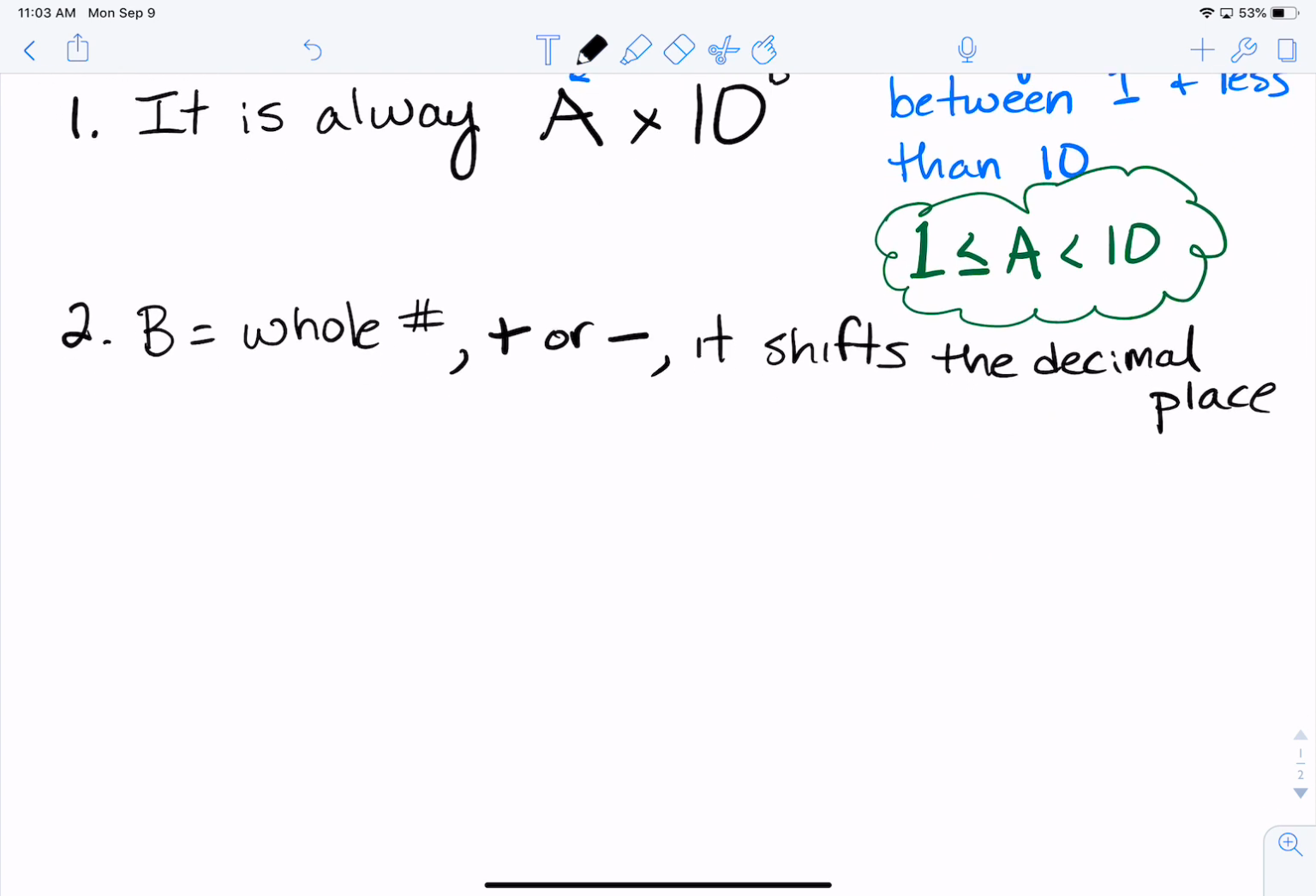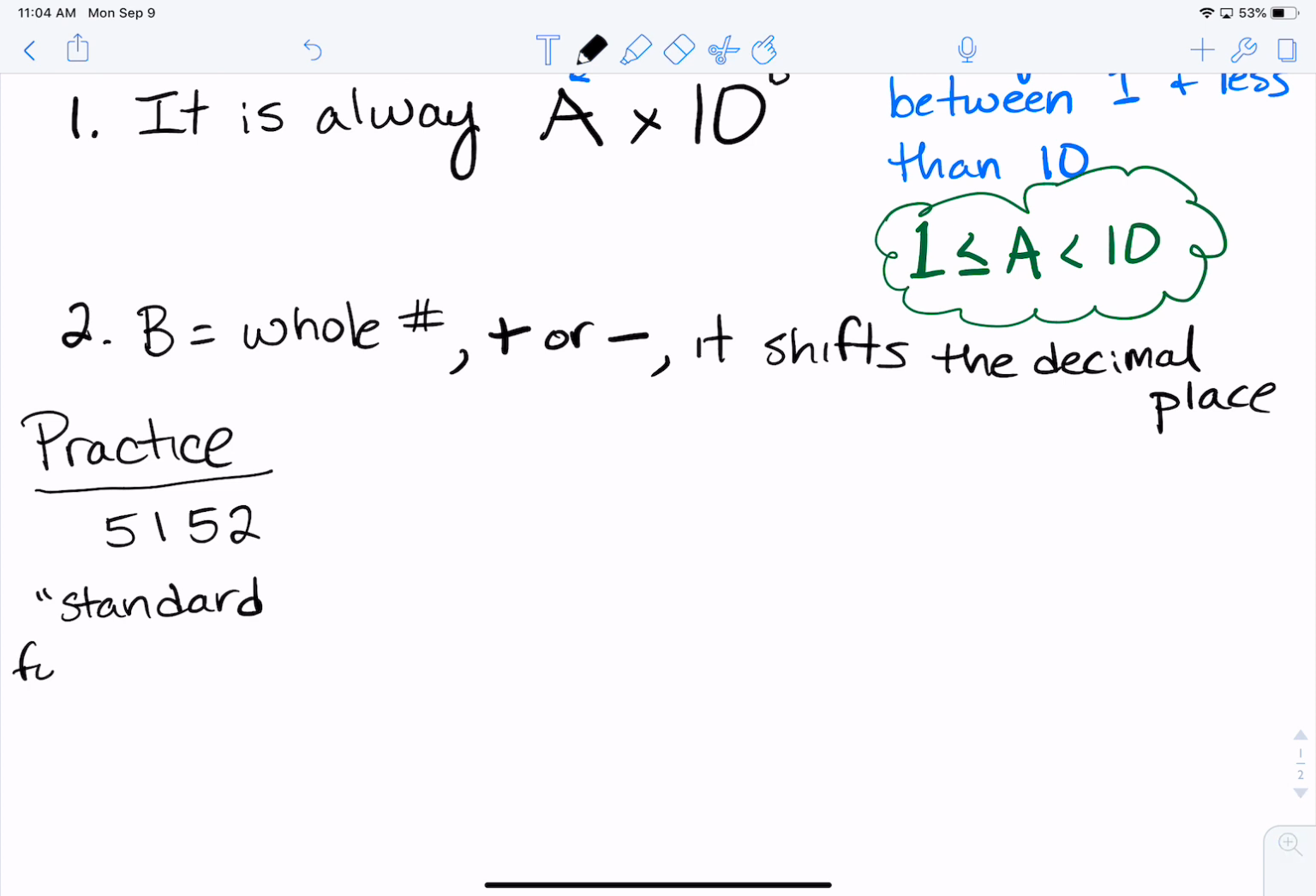So let's do just a little bit of practice. If I gave you a number, 5,152, by the way, this is standard form. Expanded notation, it might be called.